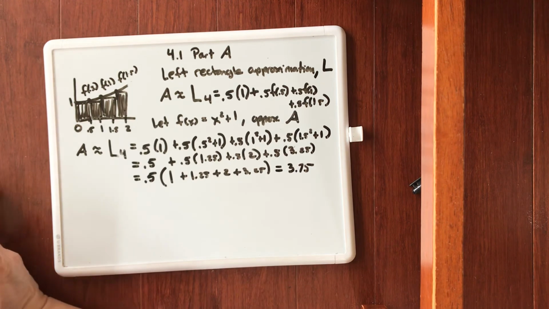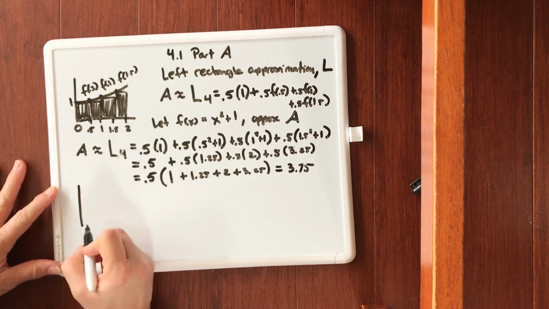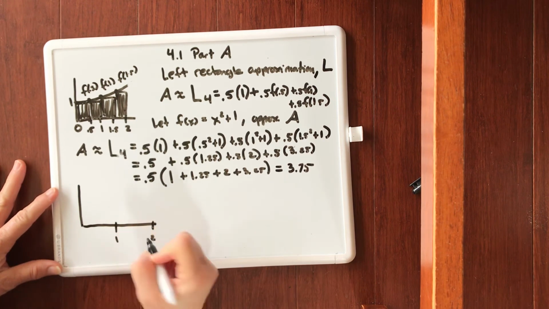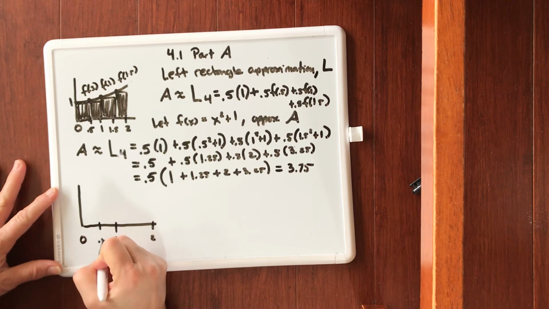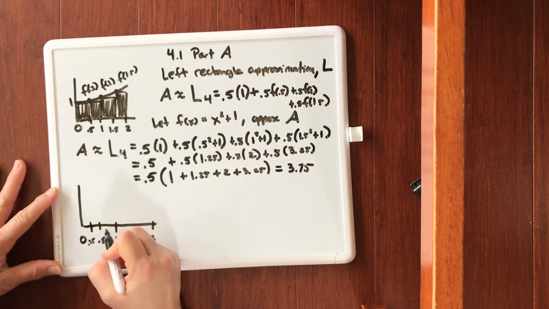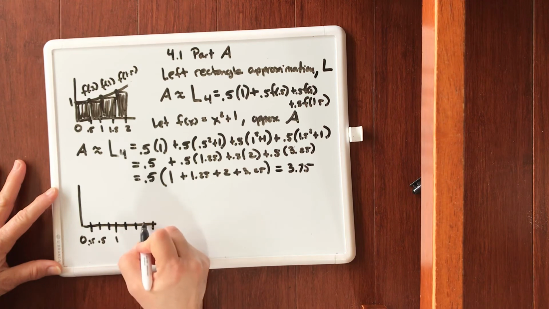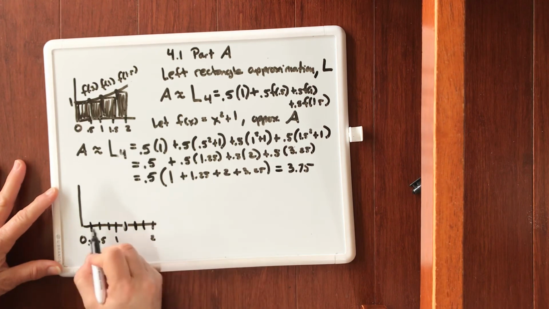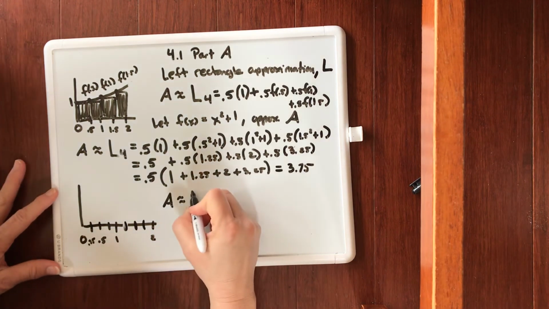Well, what if we split it up into 8 separate groups? Okay, so let's draw a little picture. And we're going from 1 to 2, and we split it up into 8. So that means we have 0.5 here, 0.25, 0.75. Let's see, let me split this up. Okay, so we have 8 equal parts. So in this case, the area is approximately L8.